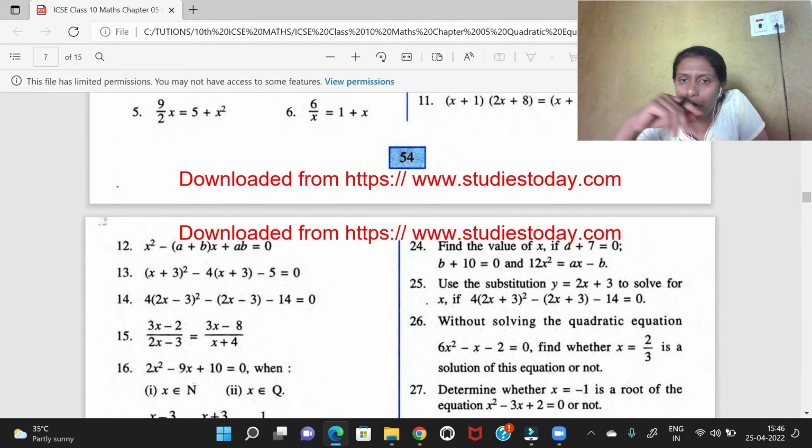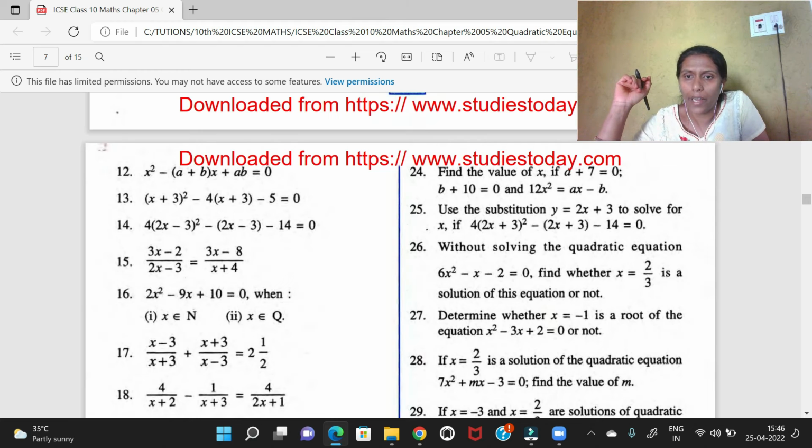If there's something about question 24, what can we discuss? Find the value of x. It is same as question number 23. Let's discuss that in the class or for homework. Use a substitution. Again, it is somewhat similar. I'm looking for 26. Without solving the quadratic equation, find whether x is equal to 2 by 3 is a solution for this equation or not. Okay.